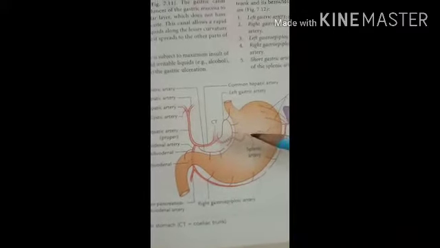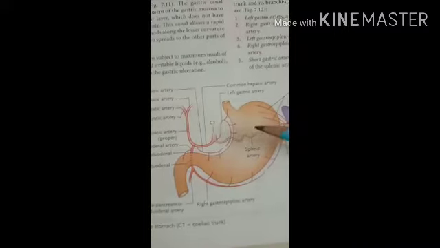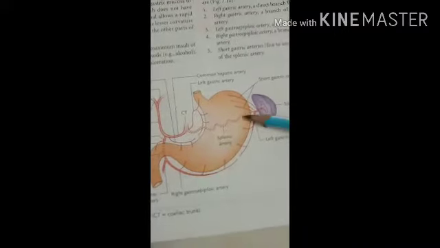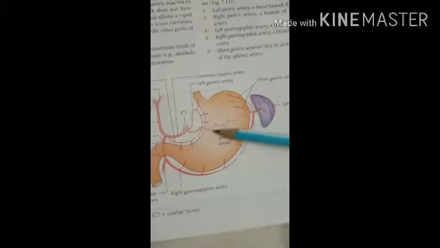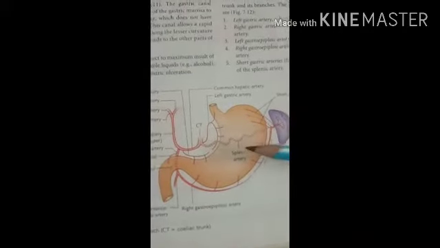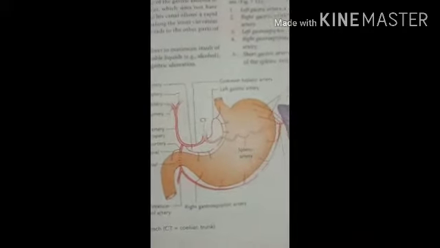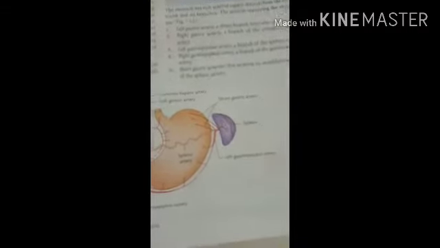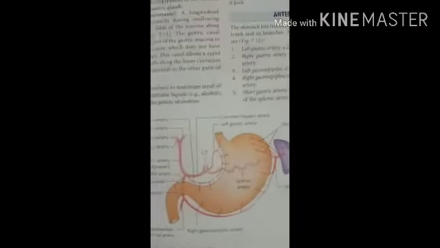And the 5 to 7 gastric arteries, which are the branches of the splenic artery. So this one. So that is the arterial supply of the stomach. After that, that is the venous drainage of the stomach.